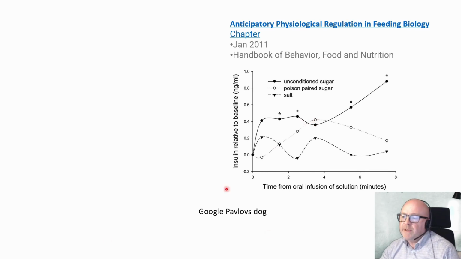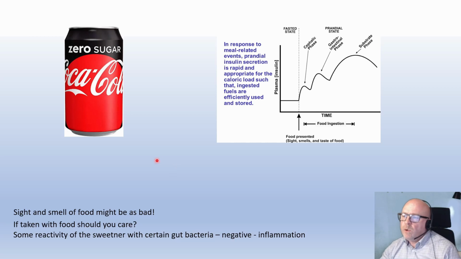Okay. And if you're interested in things like that, Google Pavlov's dog and get some idea of how these things work. So, just summarizing this part here, the sight and smell of food might be as bad as drinking a Diet Coke. And if you're taking a Diet Coke with food, should you care? Not in terms of your insulin levels, I would say, or blood glucose levels, but there are some disturbing reports that the sweeteners for some of these drinks, for example, react differently in the gut when it comes to metabolism of these sugars by bacteria.